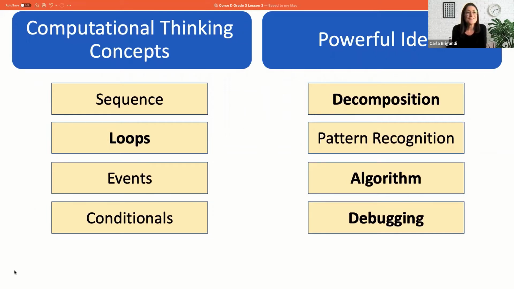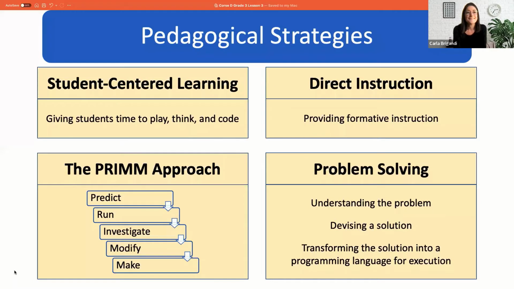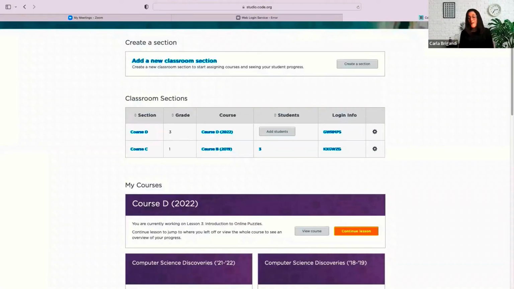Computational thinking strategies include loops, decomposition, algorithms, and debugging. Critical thinking strategies we'll be using include observation, predicting, planning, problem solving, looking at cause and effect, and comparing and contrasting. And we'll also be using pedagogical strategies, for example, student-centered learning, direct instruction, the PRIM approach, and how to solve problems. I'm going to show you now how to access your course, and then I'll demonstrate some lesson planning for that.